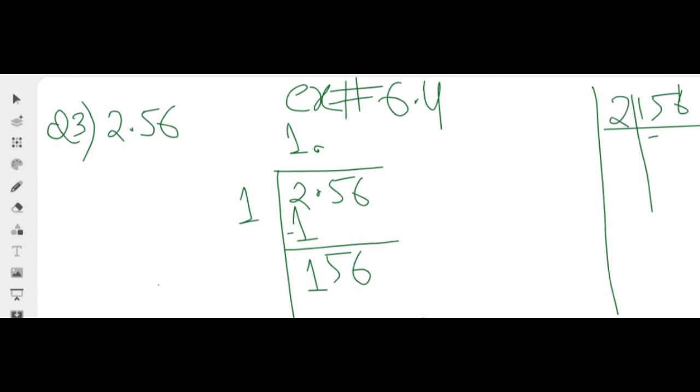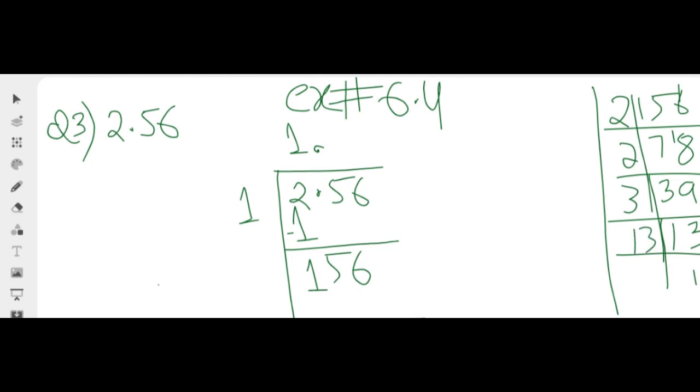2 7s are 14, 2 8s are 16. Then 2 3s are 6, 2 9s are 18. 3 1s are 3, 3 3s are 9, and then 13. Now we have to multiply all of these and we will get the exact number: 2 into 2 into 3 into 13, that is 156. But which number will give us 156?